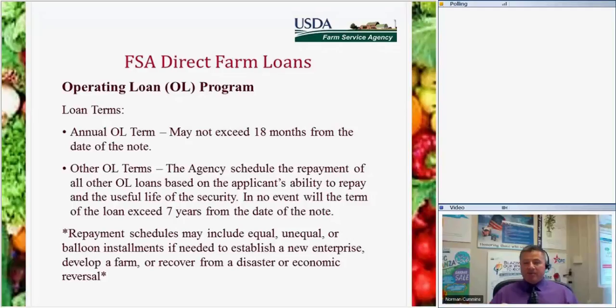If you need to establish a new enterprise, develop a farm, or recover from a disaster economic, I try to steer away from balloon payments. I like to try to make them even, just like when the housing industry crashed, those balloon payments killed the borrowers. So I like to try to keep it even and get used to it. But I understand if you're doing a type of agriculture that's going to take a little bit of time, then we understand that.